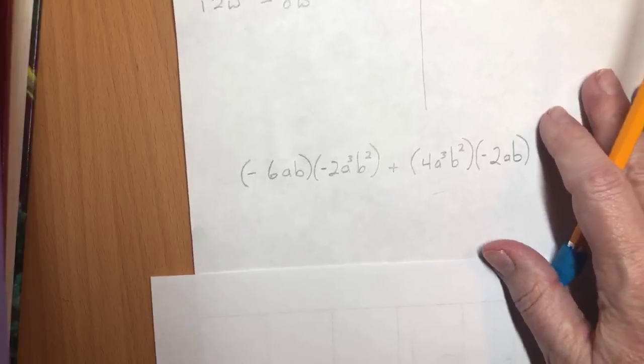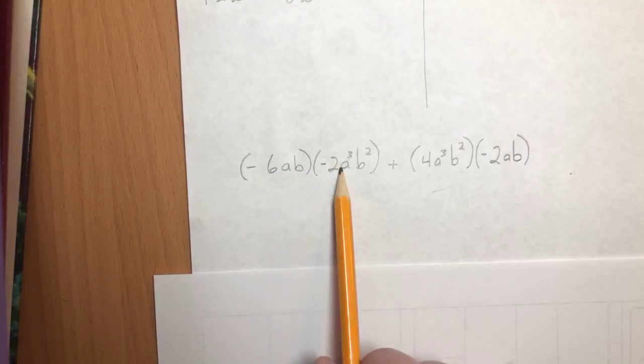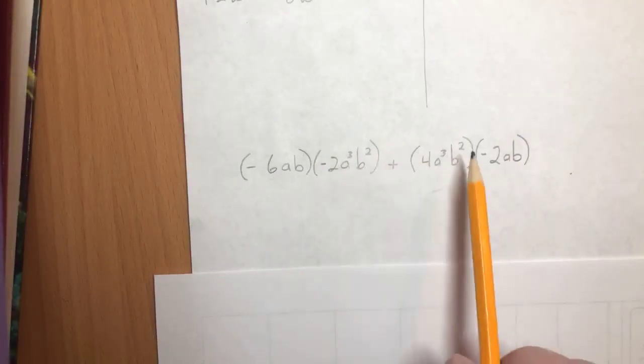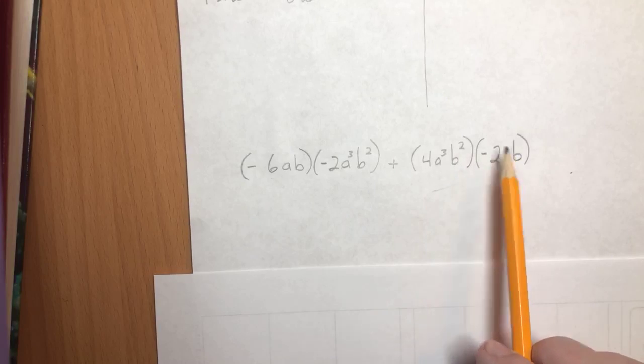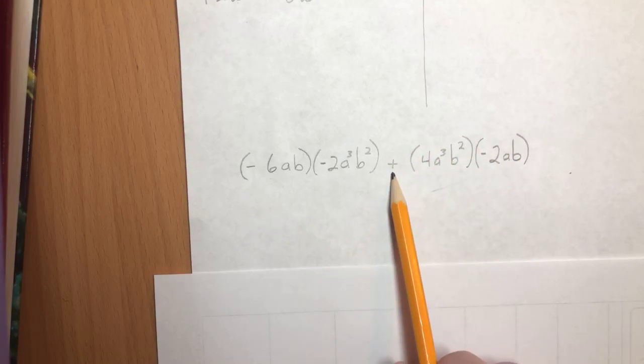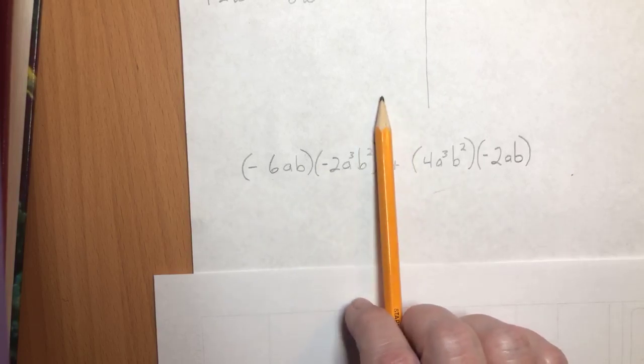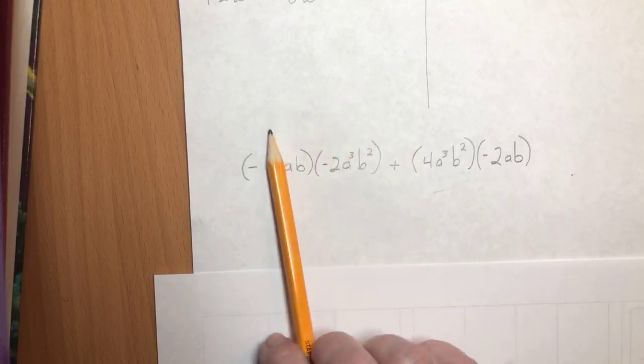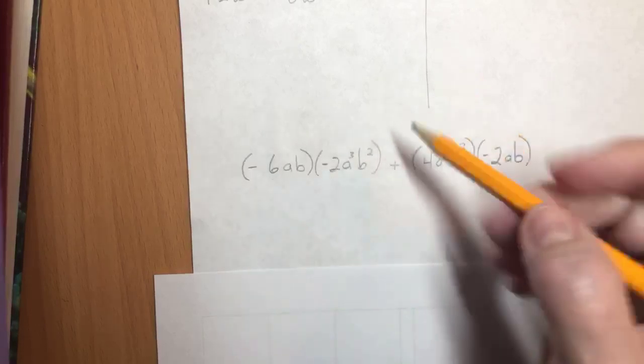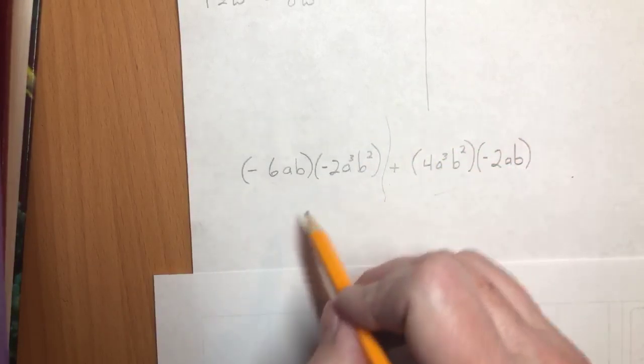Now we have a multiplication problem on this side and a multiplication problem on this side, but in between, we're adding them together. So if you come across a problem like this, first you want to do the two separate multiplication problems. First I'm going to work on this side, over here.